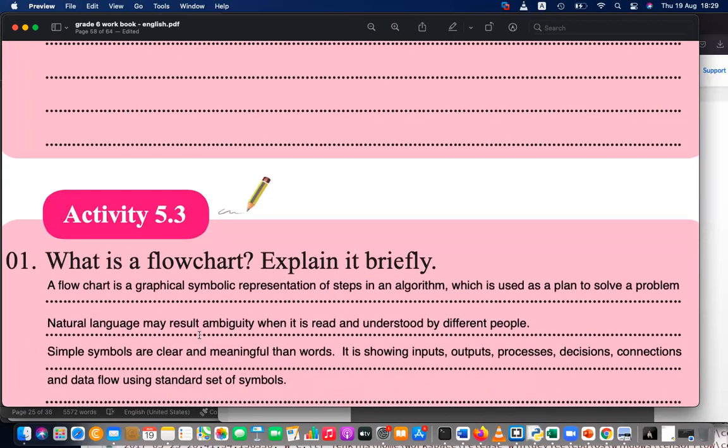Natural language may result in ambiguity. What is ambiguity? Natural language means the language that we speak. It may result in ambiguity here. So that is explained here: when read and understood by different people, it can convey a different meaning.